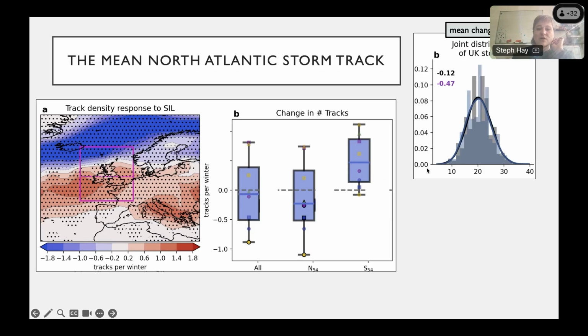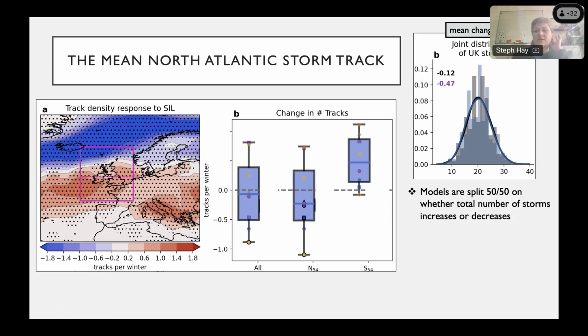So the mean is here, just below. If you look at this distribution of the storms and how they'd shift, we have minus 0.12 storms per winter. So it's very small. It's a change of less than 1%. So it's basically meaningless. But the models are split 50-50. So you're kind of looking at this average that's coming out of that, whether they should increase the number of storms in the region or decrease them.